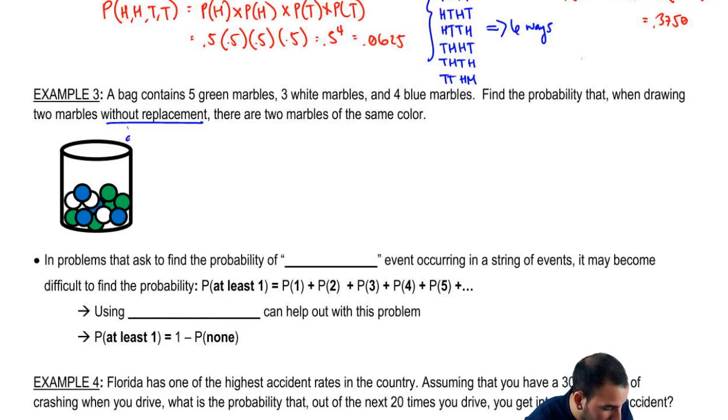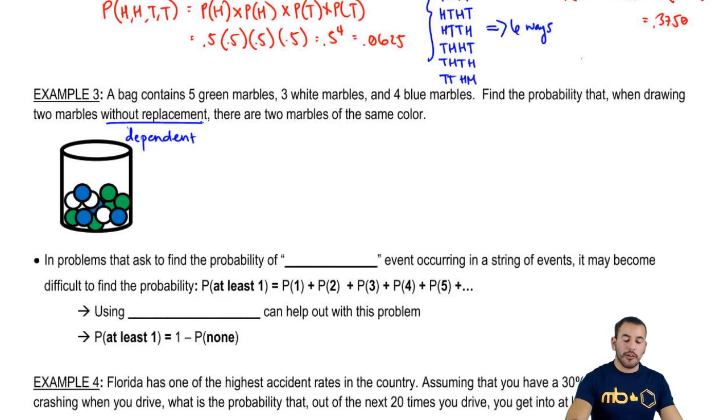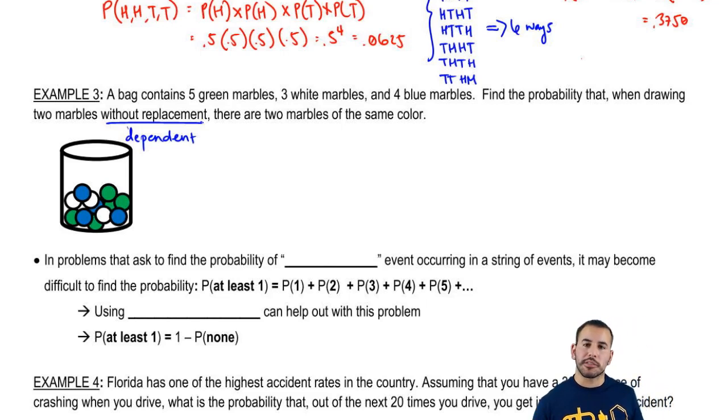Because if we're not replacing them, we're basically changing the number of marbles every time. Right? And so the probabilities associated with those marbles, or picking a particular marble, changes. Very cute drawing, right? I tried hard to make that one. So 2 marbles are the same color. So what are some possibilities?